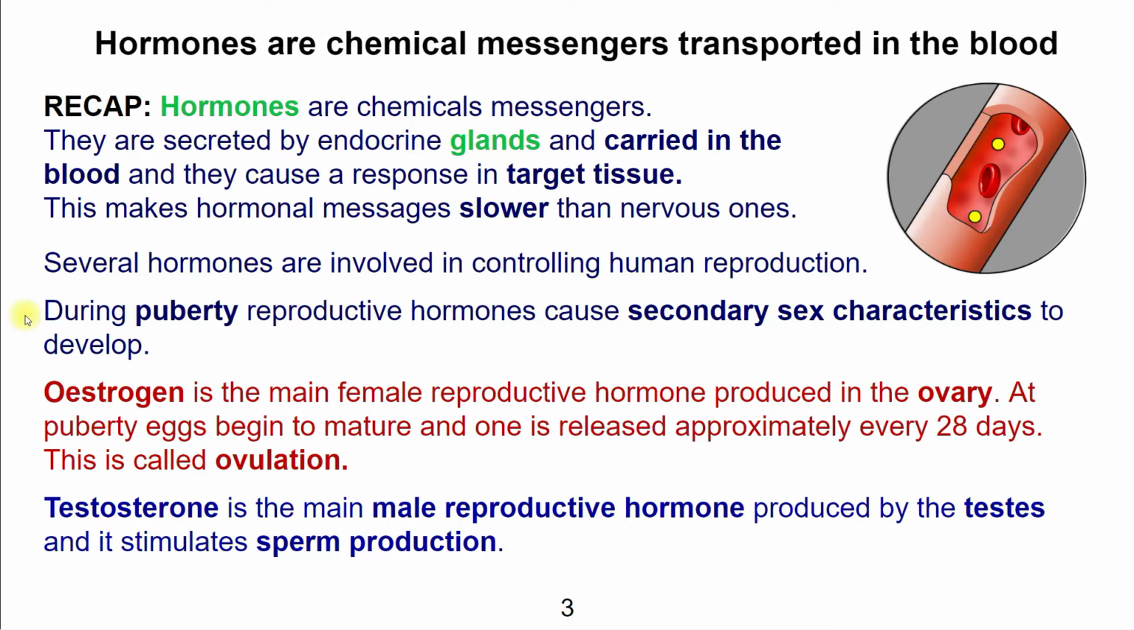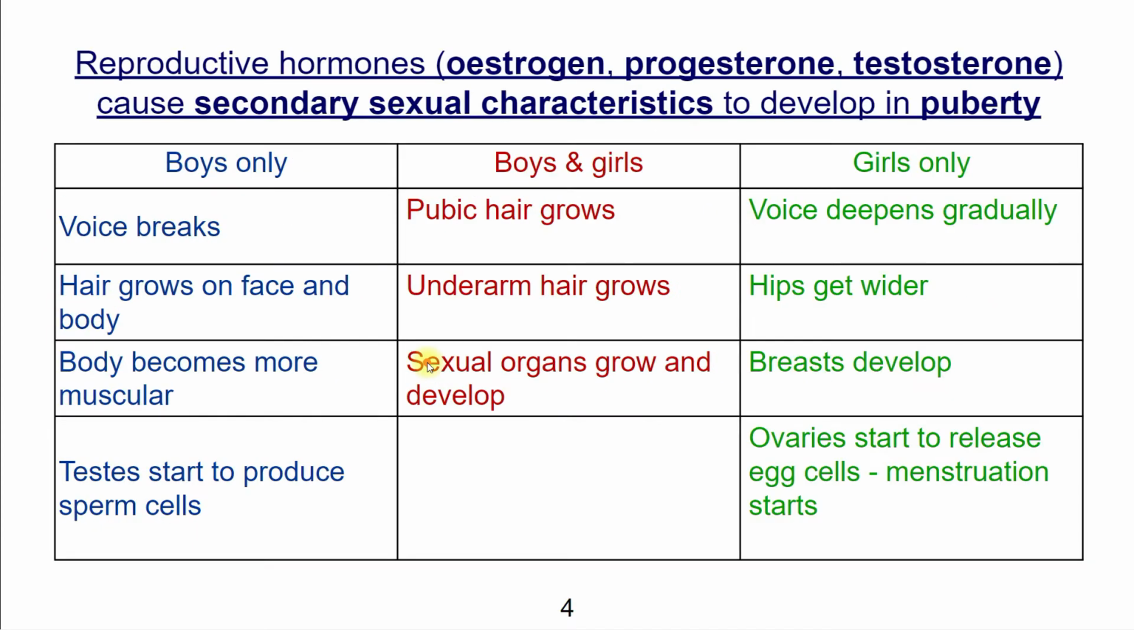Now, there are several hormones involved in human reproduction. Estrogen causes secondary sexual characteristics in females, and testosterone causes the development of secondary sexual characteristics in males. On this slide, there's just a brief summary of what those secondary sexual characteristics are that occur during puberty.